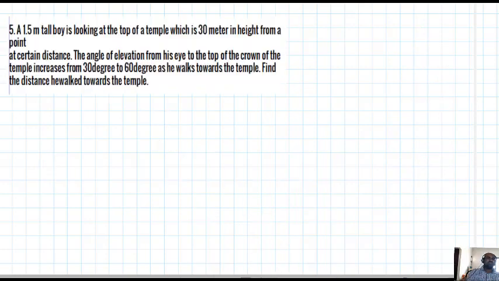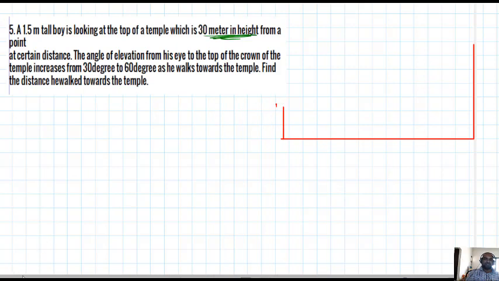Okay, now our next problem, the last problem. A 1.5 meter tall boy is looking at the top of a temple which is 30 meters in height from a point at a certain distance. Okay, a temple which is 30 meters high. I want to draw the diagram for that. This is the ground, this is the temple, this is the boy.